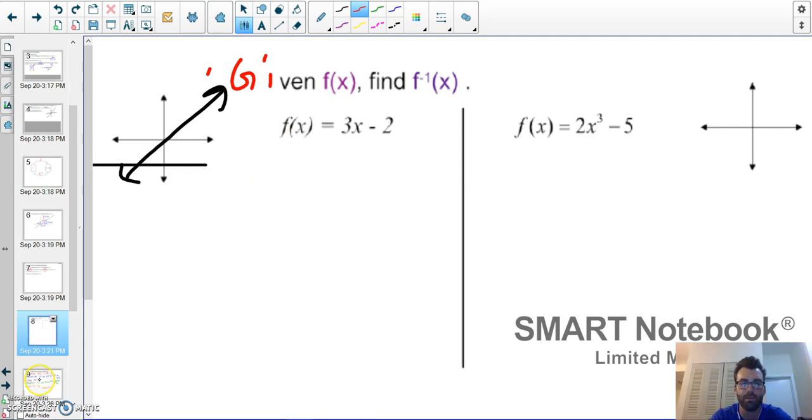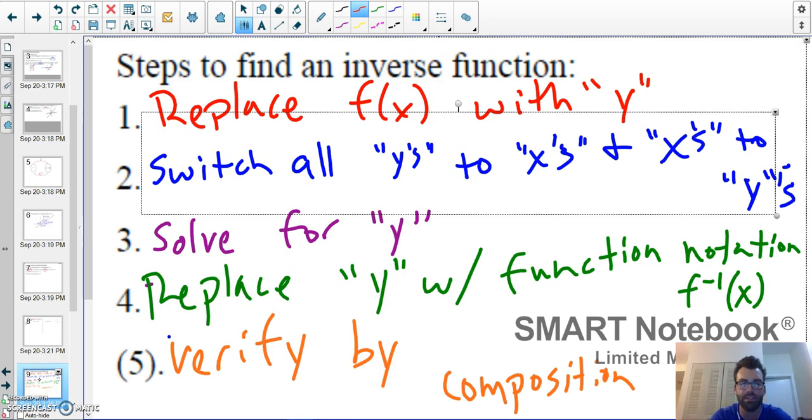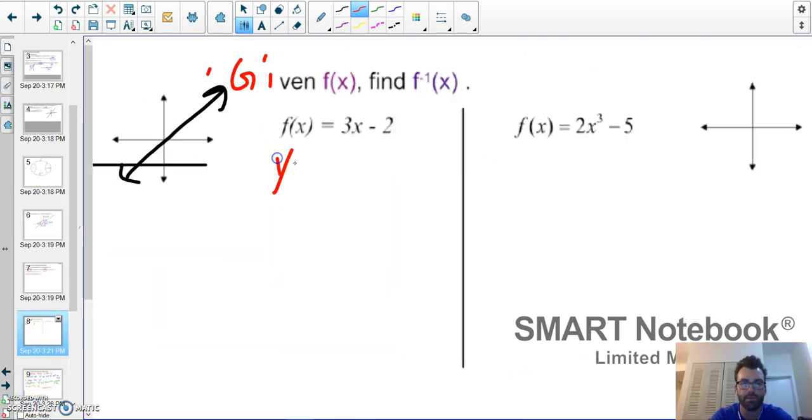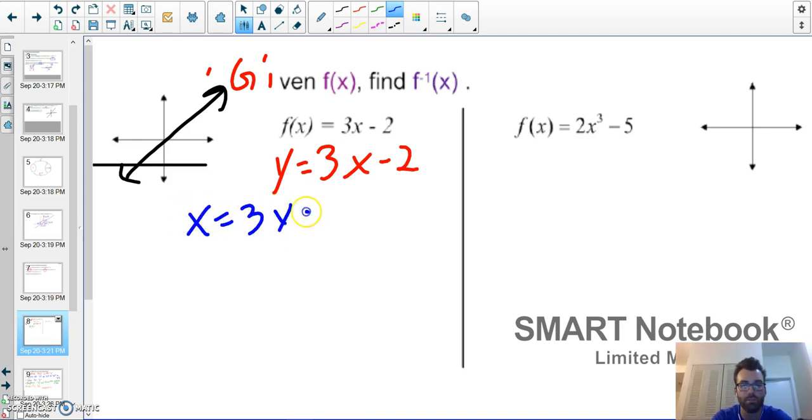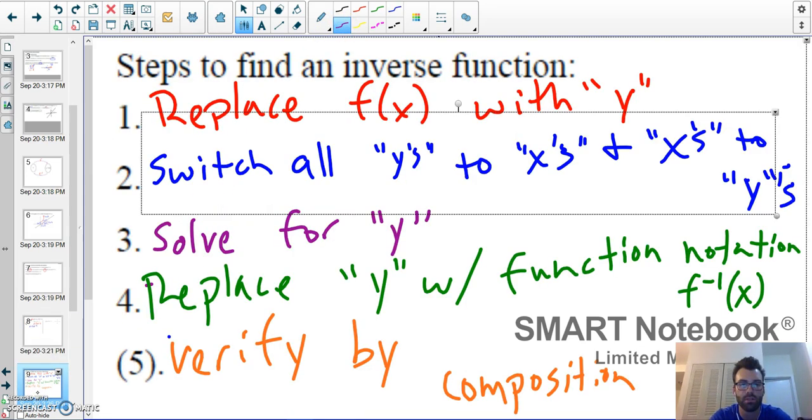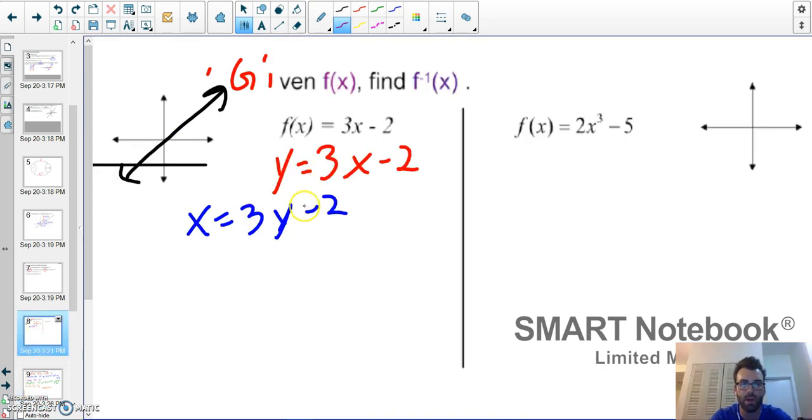So our first step was to replace f of x with y. So y equals 3x minus 2. Second step, switch all my x's and y's. So it's now x equals 3y minus 2. Next step was to solve for y, so we get y by itself.